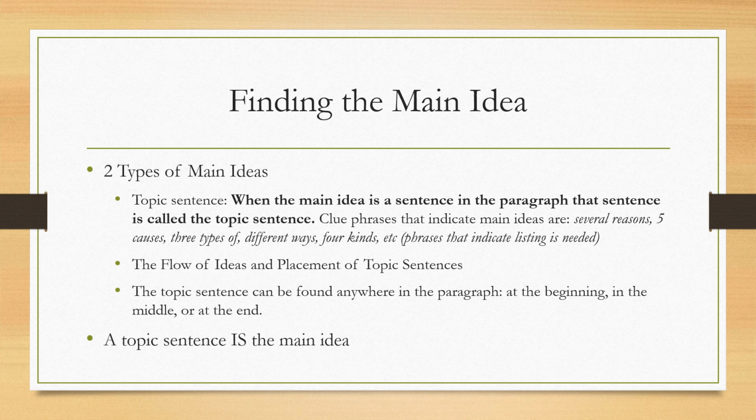The main idea sentence is usually found at the beginning of a paragraph. However, it can be found anywhere in the paragraph. And once again, a topic sentence, 2 words, is the main idea. A topic is not the main idea, but the topic sentence is the main idea because the topic sentence is the sentence in the paragraph that states the main idea. And remember, your topic sentence can be found anywhere in that paragraph.